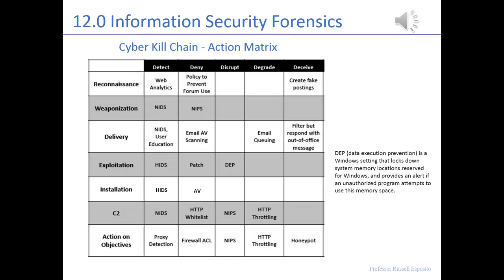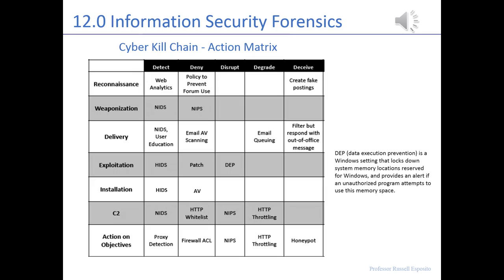Across that row further on delivery, there's email queuing. You could possibly take certain emails and put them in certain folders, or put them in a spam folder for review. And deceive, you can filter but respond with out of office messages. This could be controversial, but for certain emails coming in, you could just say this person's out of office. If you really want to lock down somebody's email address that's been under attack relentlessly, and you want to stop emails from the outside world with some kind of message like this, and educate the rest of the company that this is a bogus out of office message. That would have to be used very surgically for very specific reasons. You could create a lot of confusion with that.